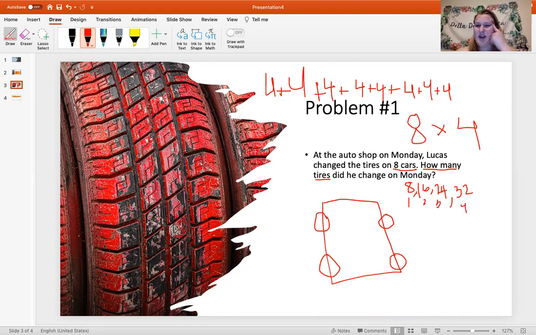Some people might just know 8 times 4 off the top of their head is 32. Some people might want to go by their multiples. So looking at them, starting at 1, then 2, then 3, then 4. So we look at 4. So 8 times 4 equals 32. Now we should label this.